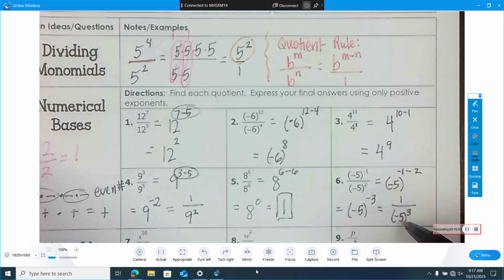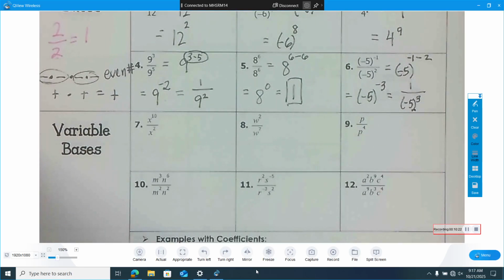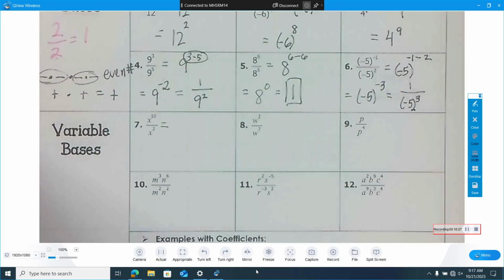Ladies and gentlemen, is this going to give you a positive or negative result? Negative. Why is it a negative result? Odd number of negatives there. Negative 5 times negative 5 times negative 5. That's going to give us a negative result because it's an odd number of negatives. Beautiful. Okay, the same is true with variables, all right? So I can look at number 7. They have the same base. And what do we have to do?